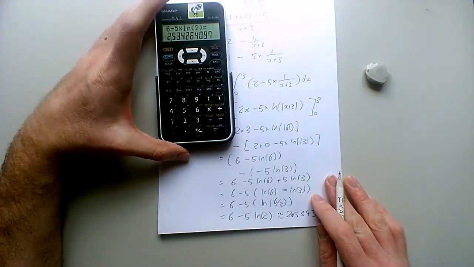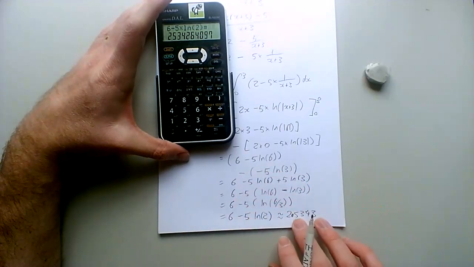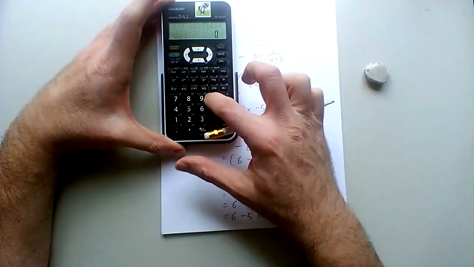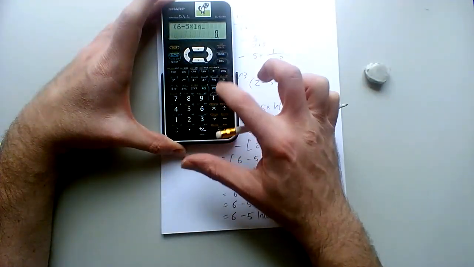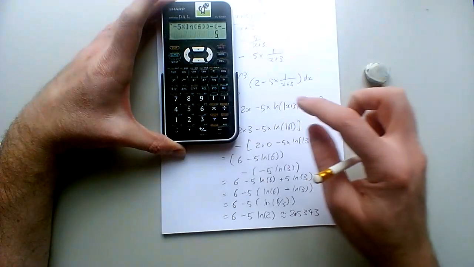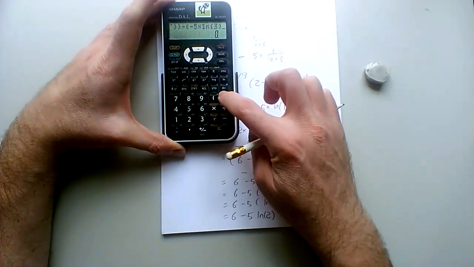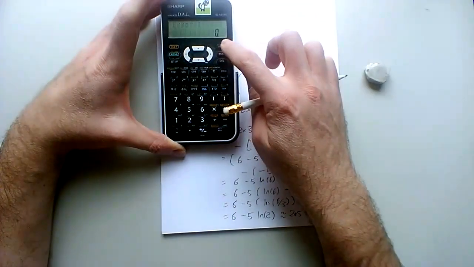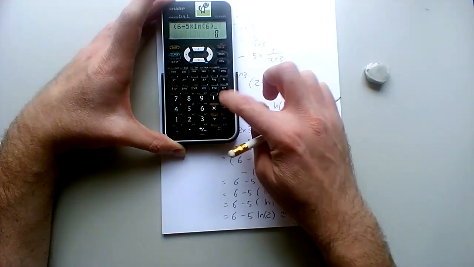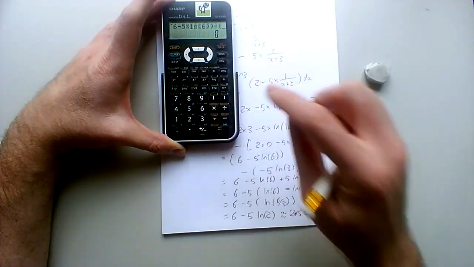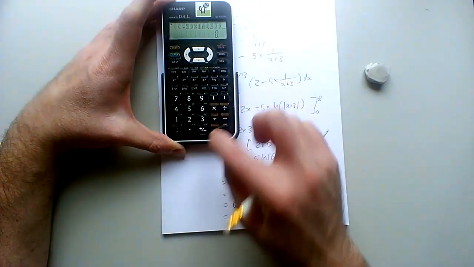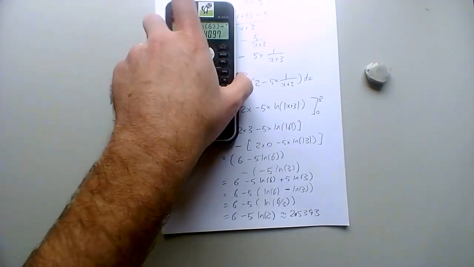Let me just check that I've done my algebra right. If it's the same answer up here as it is down here, then I've done that correctly. So let's see. Brackets 6 minus 5 times ln of 6, that's this bit here, minus 5 times ln of 3. Oh, did something wrong. 6 minus 5 times ln of 6 minus 5 times ln of 3. Cool, same answer. Right, I reckon I've done it right.